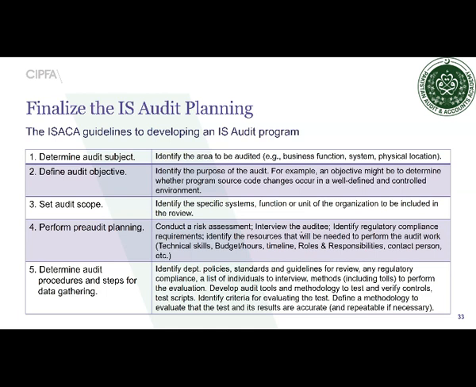Perform the pre-audit, that's the risk assessment that we talked about, and we've talked about the methodology for risk assessment. Determine the audit procedures and steps for data gathering. So basically, what type of evidence, and how would I get the evidence: inquiry, performance, observation, different ones. So again, this is basically a recap of what we started in the morning and what we have learned in the planning section. There is nothing new, but maybe smaller details here and there.